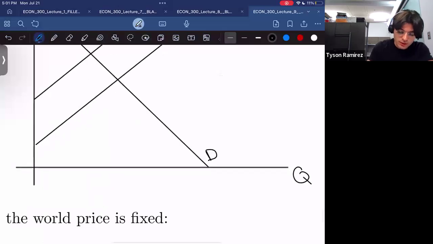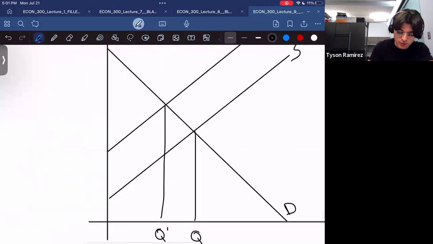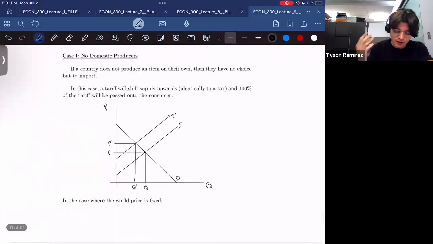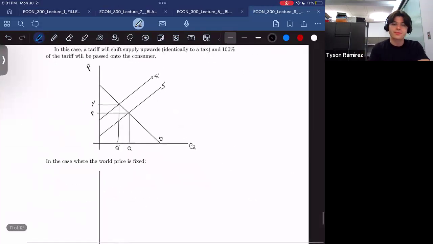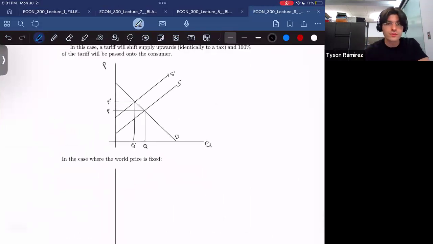And of course, this is going to reduce the quantity from Q to Q prime, and it's going to raise prices. There's going to be less stuff to go around, and the stuff that is around is going to be more expensive. All right. The easy lesson. Now, notice this is an upward sloping supply curve.